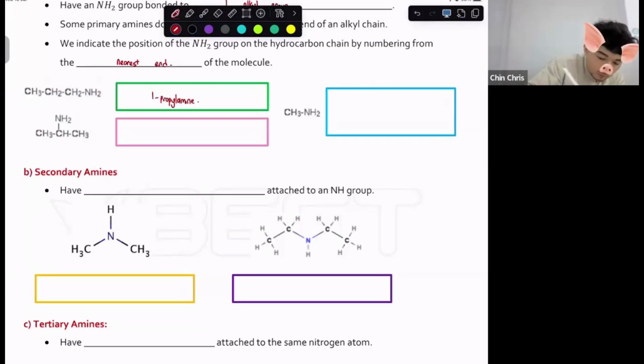Okay guys, this one, 1, 2, 3. So this is going to be a 2-propylamine, or 2-aminopropane. So this is just a methylamine, right? That's it.